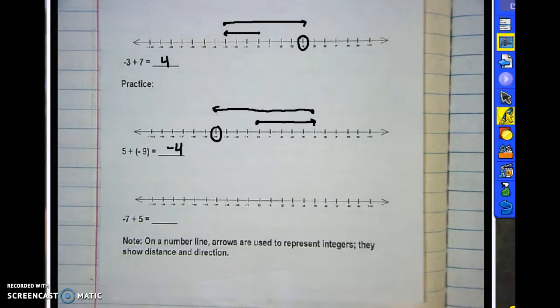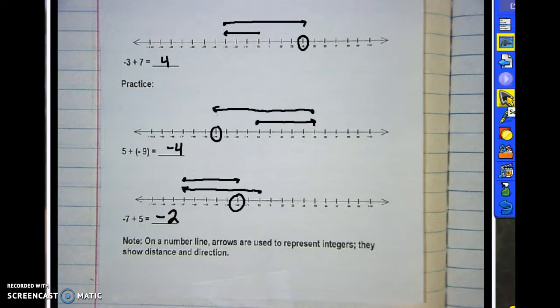Now for our last one, again, we start at 0. And our first number is -7, so I go to the left 7. Now I start at -7, and I have +5, so I'm going to the right 5 until I stop at -2. -7 plus 5 is -2.